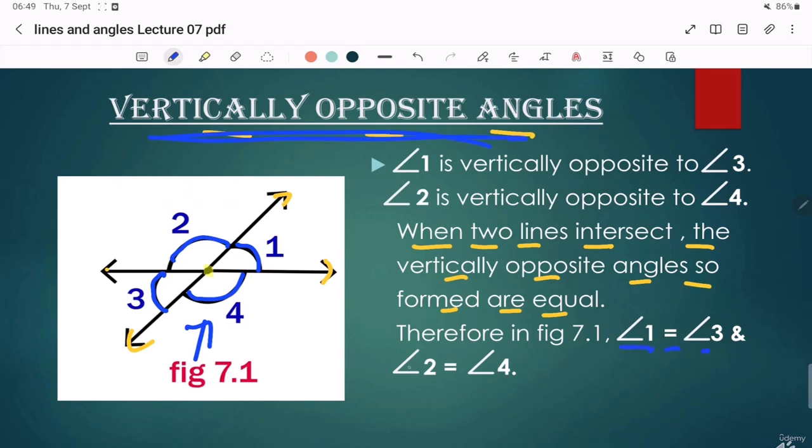Angle 1 is equal to angle 3 and angle 2 is equal to angle 4. Angle 1 is vertically opposite to angle 3. Angle 2 is vertically opposite to angle 4. And vice versa is also true. That is, angle 4 is vertically opposite to angle 2.